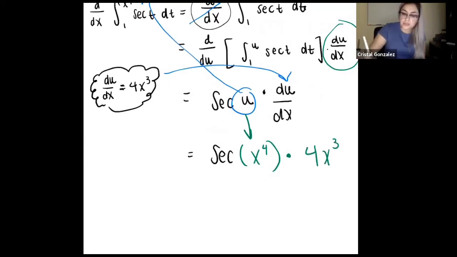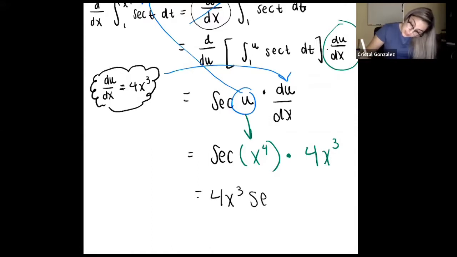And now, because we want to write this neatly, this is going to be 4x cubed times secant x to the fourth. And that's our answer.